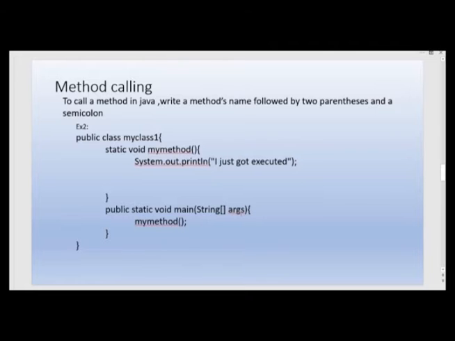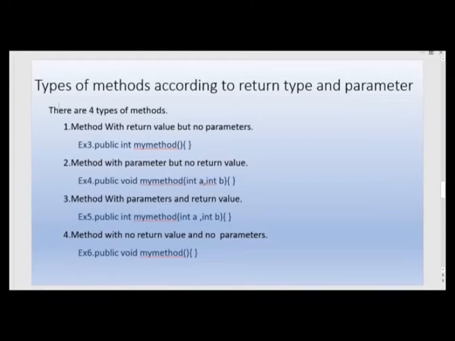Now we move to the second section. This is the second section, types of methods according to the return type and parameters. I told you there are two types of methods. What are they? User-defined methods and standard library methods. Now we are going to discuss the types of methods according to the return type and parameters. There are four types of methods.